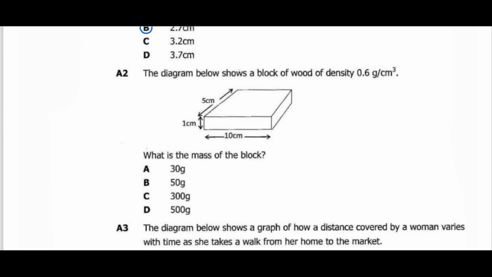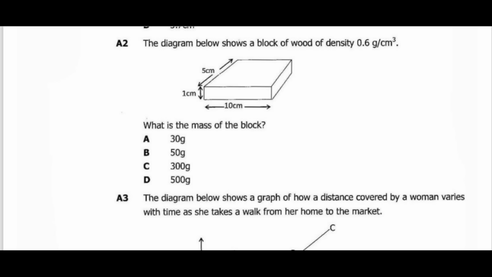Now we can move on to question 2. The diagram below shows a block of wood of density 0.6 grams per cubic centimeter. Then we have these 3 dimensions. This is our length, since it is the longest. Then if this is our length, we'll consider this one as our breadth, and this our height, or in whatever way you take it, the answer will always be the same. So now the question is, what is the mass of the block?